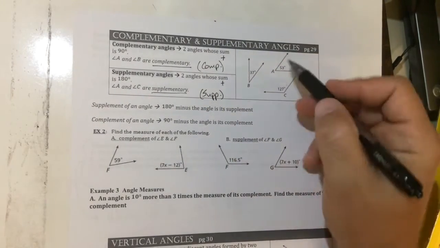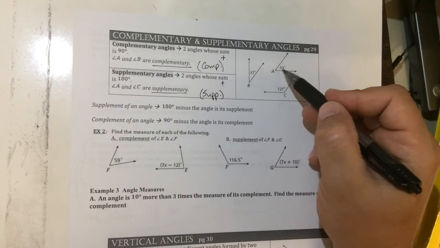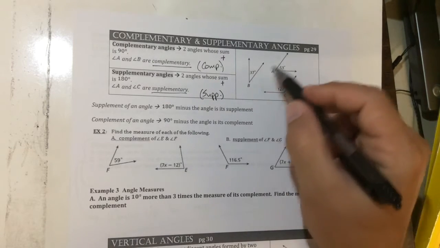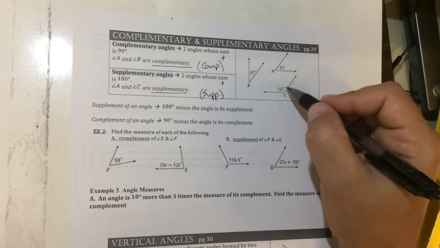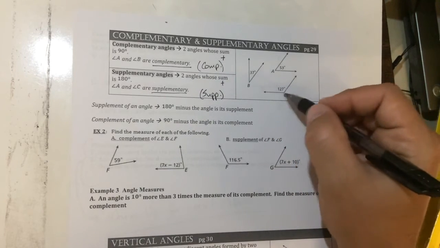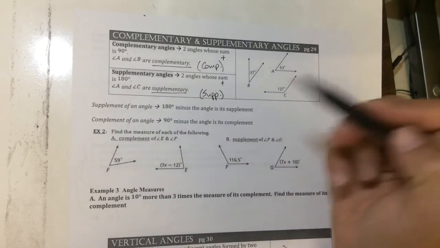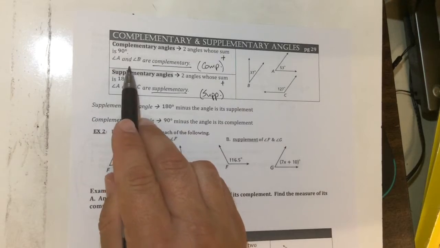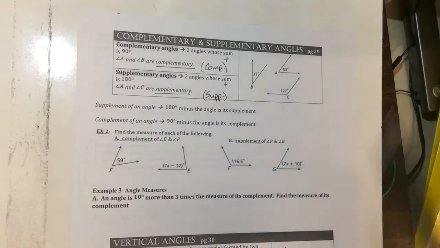All right? So looking here, if you added some values up together, A and B, 37 plus 53, that equals 90. So A and B are complementary. But 127 and 53 add up to 180, so those are supplementary. So angles A and B are complementary. Angles A and C are supplementary. When we add those together, you get that.